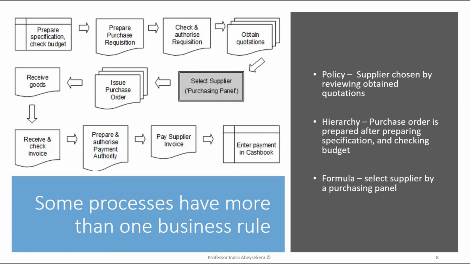There is a set of activities in the purchase to pay process that are followed, and these activities comprise the entire purchase to pay process. In these activities, there are various business rules being applied. The three types of business rules, the policy, hierarchy, and formula, may apply to different activities, and one activity might invite more than one rule.